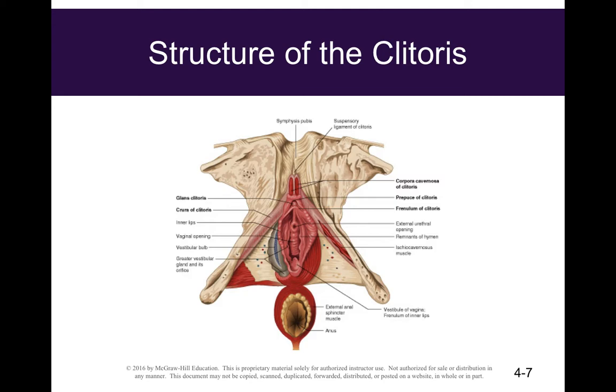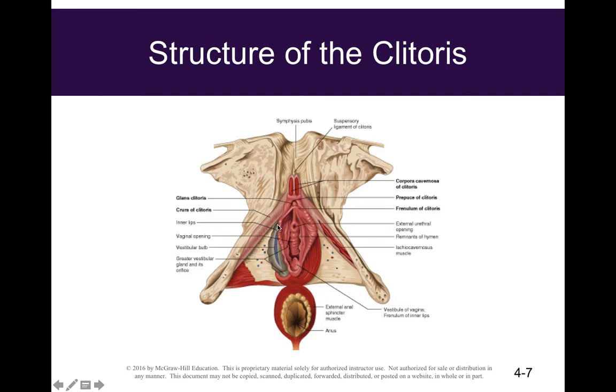So let me show you what this looks like. At the top of this image, you'll see the symphysis pubis. This is where the two pubic bones come together. There's the suspensory ligament of the clitoris that holds up the corpora cavernosa of the clitoris. You'll see the prepuce of the clitoris and the glans of the clitoris. Then you see the frenulum of the clitoris here. You'll see the crura of the clitoris as well.